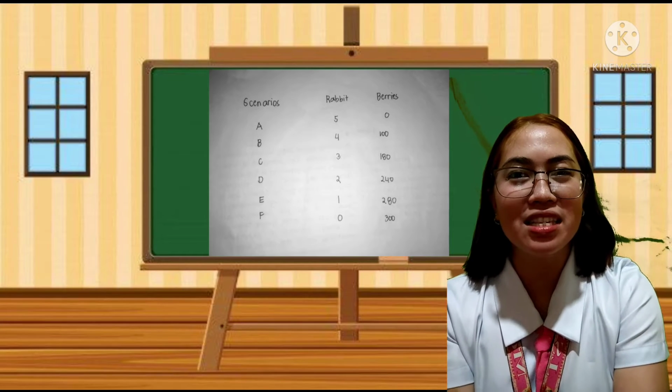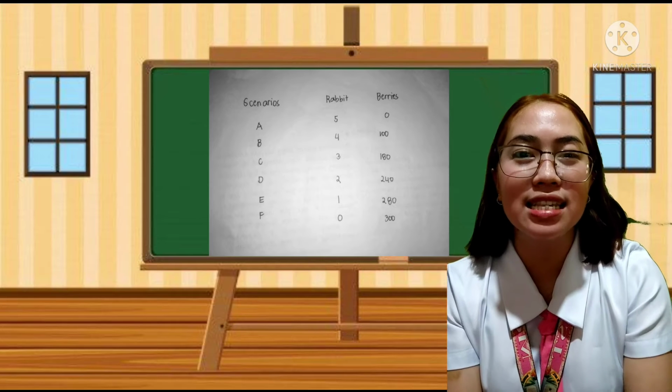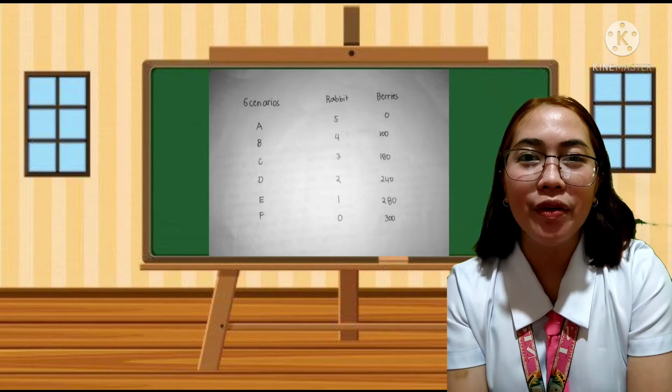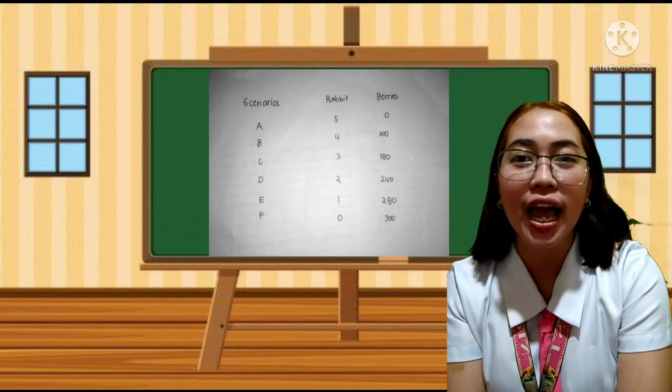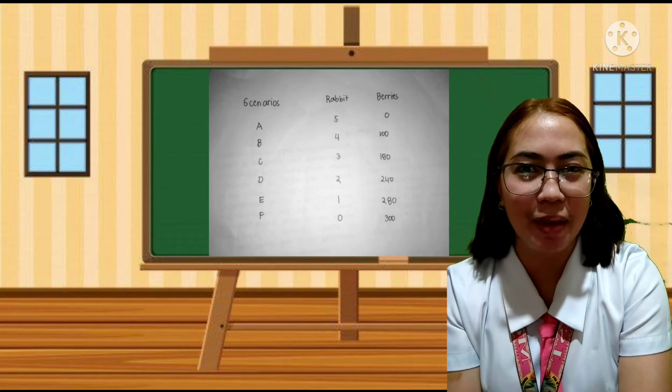Now let's say on the second scenario, you were able to allocate more time to get berries and a little less time to get rabbits. So that is scenario B, the reality where you have enough time to get 4 rabbits on an average. And when you do that, all of a sudden you were able to get 100 berries.